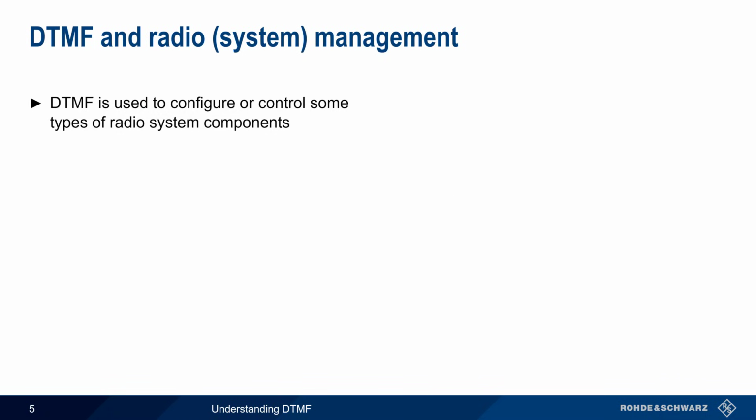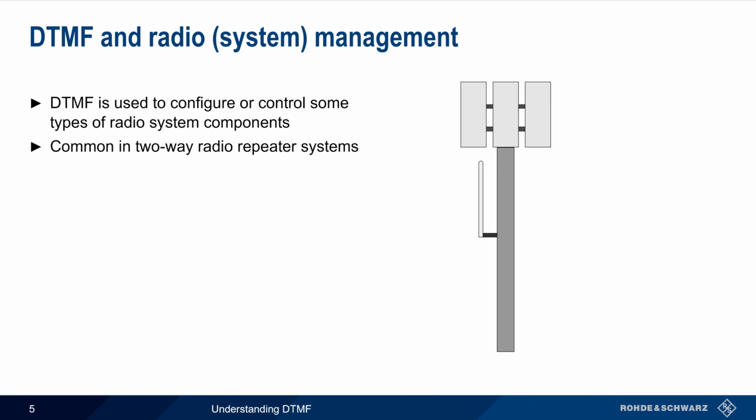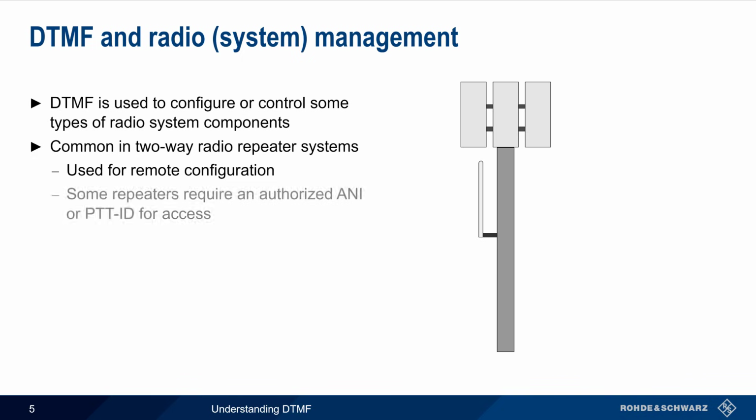A related use of DTMF is configuring or controlling some kind of radio or radio-related system, the most common example of this being two-way radio repeaters. DTMF tones can be used by the repeater owner or administrator for the purpose of configuring or managing the repeater, especially for repeaters that do not support Internet or telephony-based access. Some repeaters may also require an authorized ANI or PTT ID in order to access the repeater.